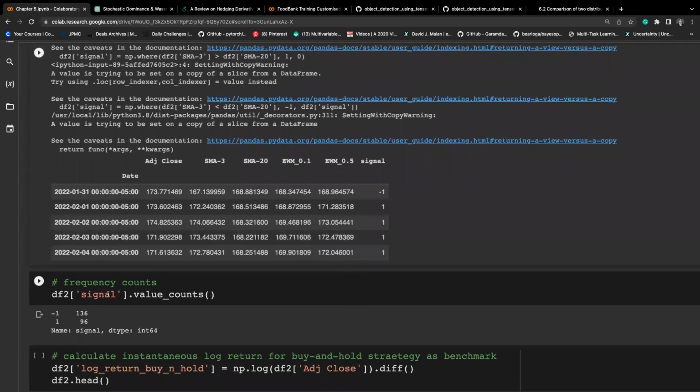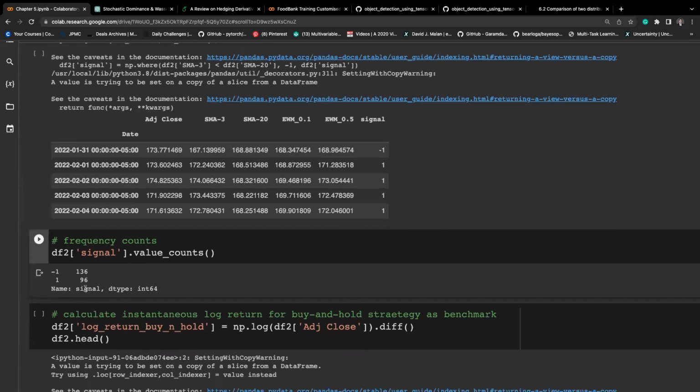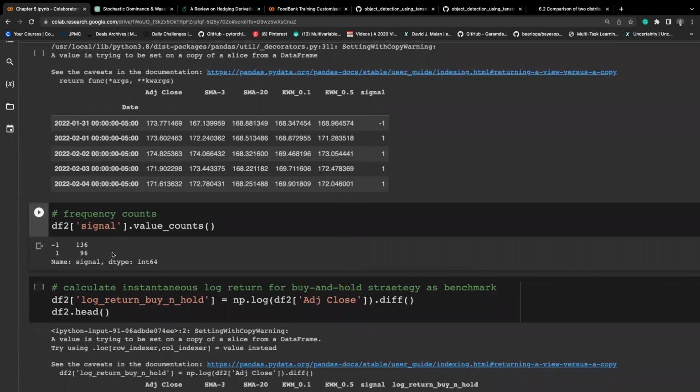All right, so let's do a frequency count using the value counts function. And we see that most of the time the signal is -1, meaning that the stock itself has a bigger momentum to go down, right? And we do observe that in this period because it's not a good period and the market is going down overall. So that's the signal column we have.